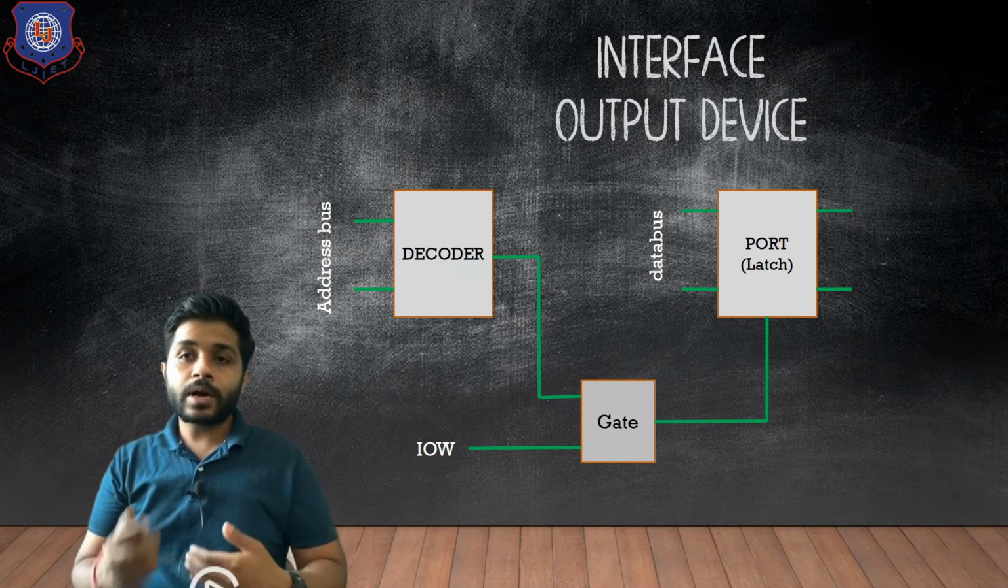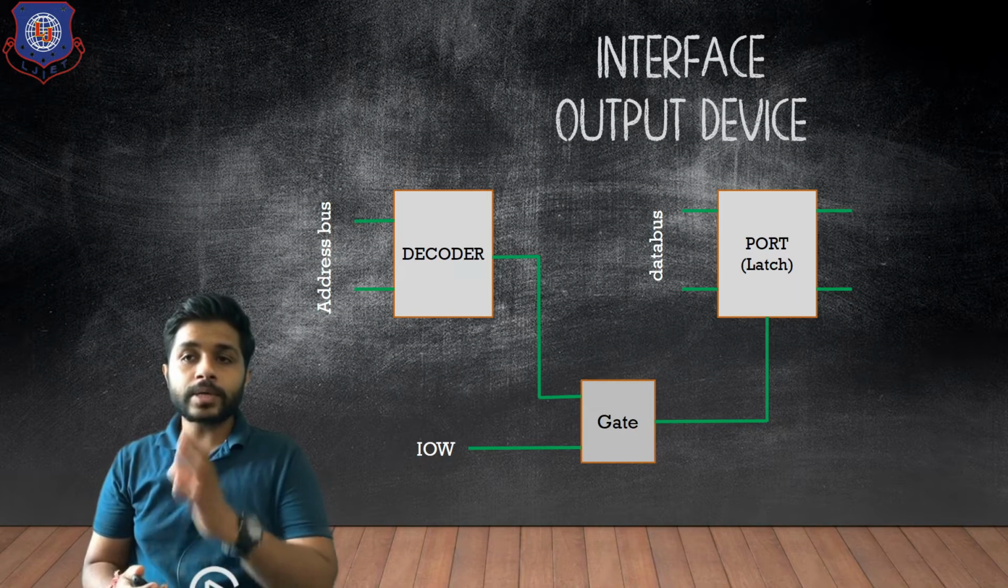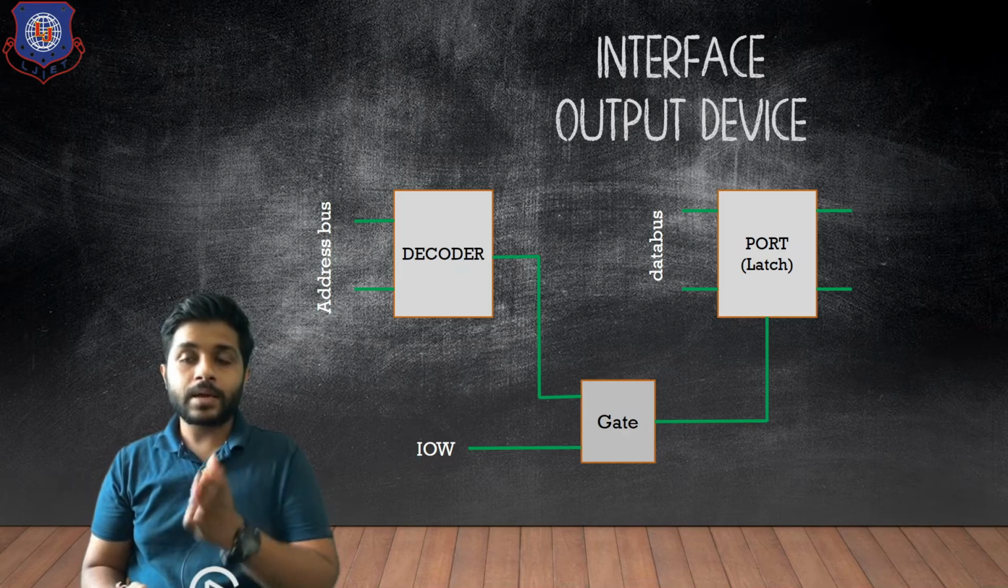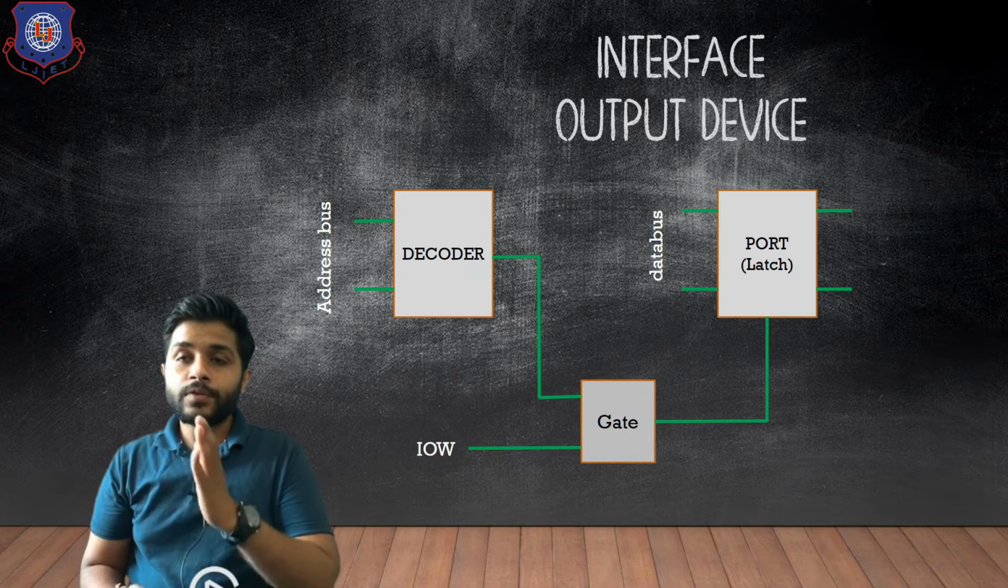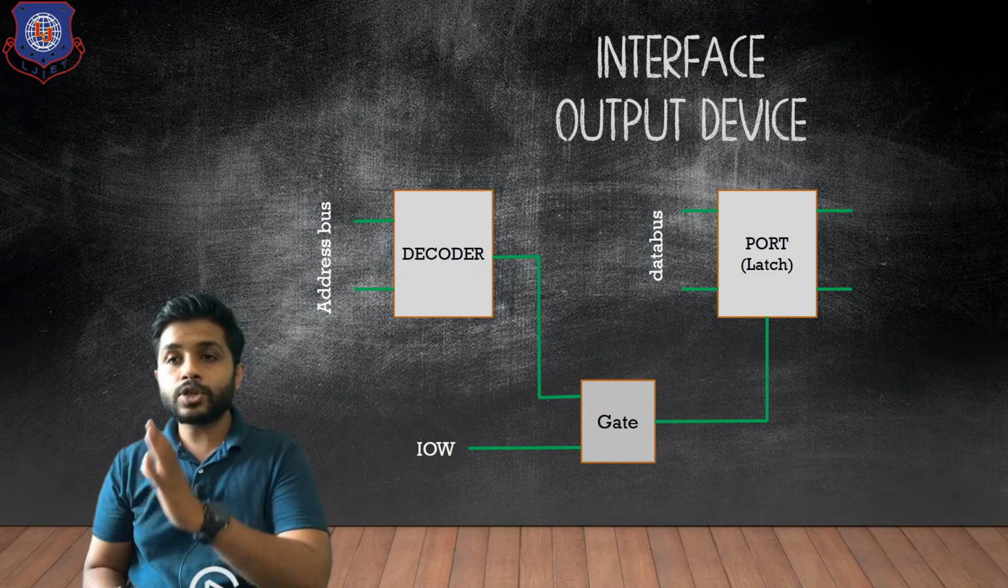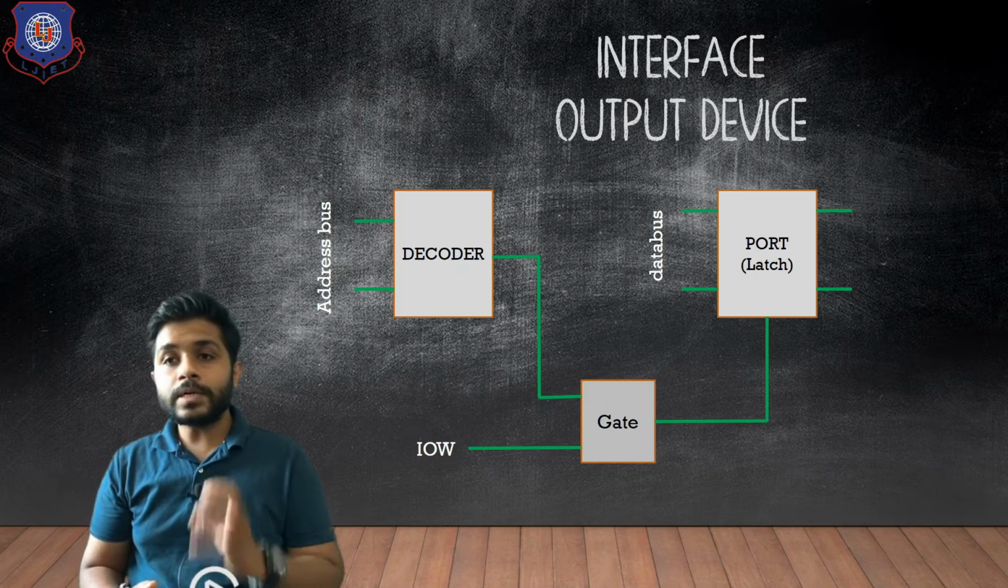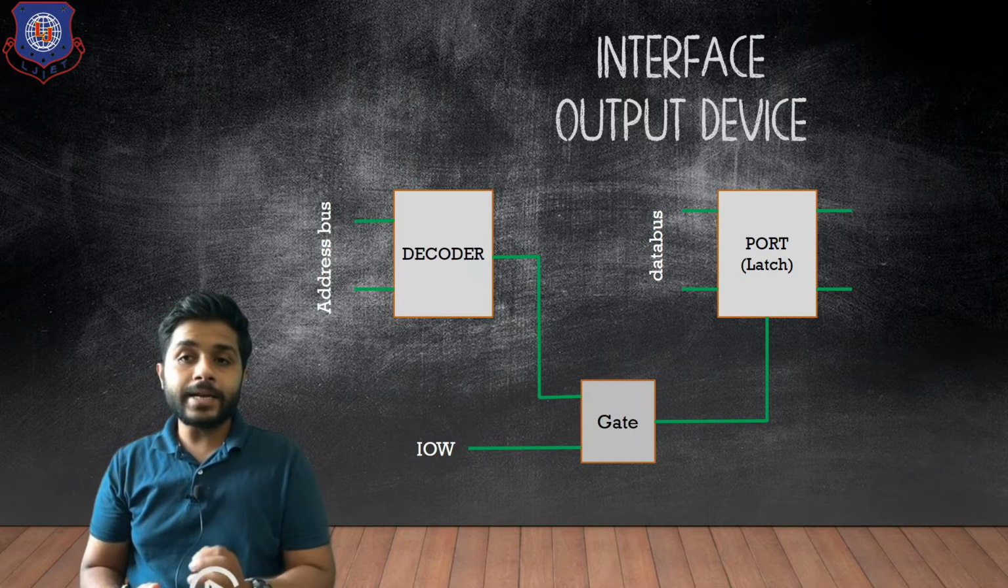Same thing if you are asked to interface any output device. You can see that in the port on one side the data bus is connected and the other side is empty. So if you are asked to interface an output device, you will connect the output device to the other side of the port. Now let's see how to interface the output device, that is the LED, with the microprocessor 8085.